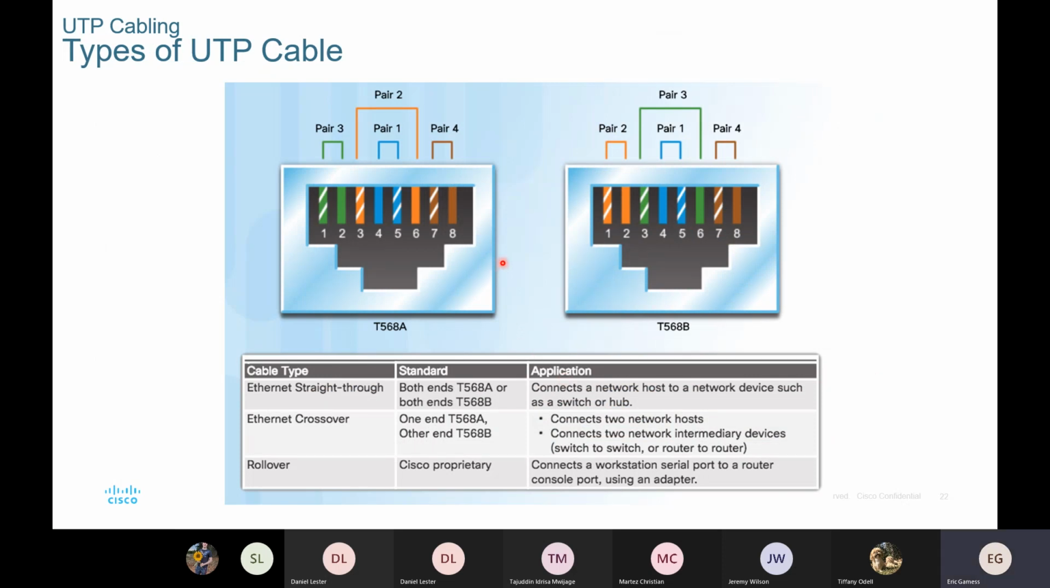So when you create a cable, you have two standards, the 568A and the 568B, which are defined by the Telecommunications Industry Association, the TIA. So the TIA 568A is like that. On the RJ45 connector, you have to put the pairs like that.